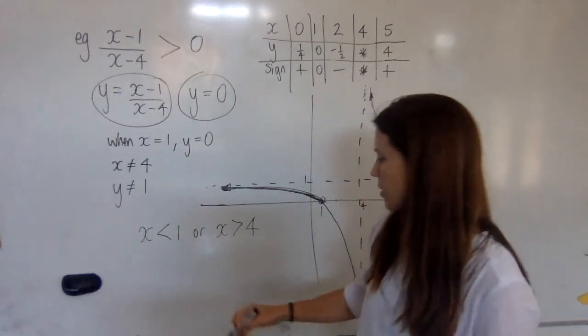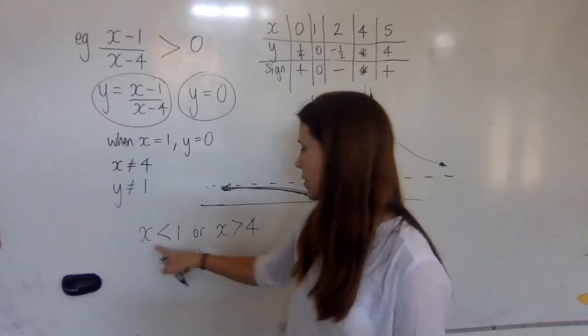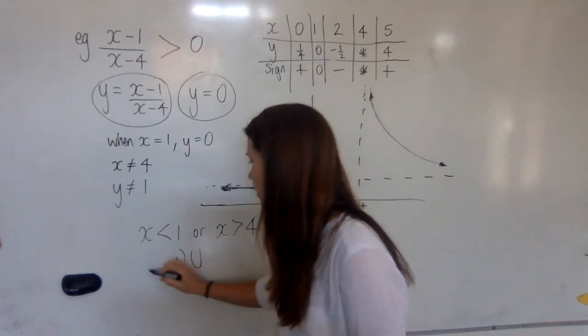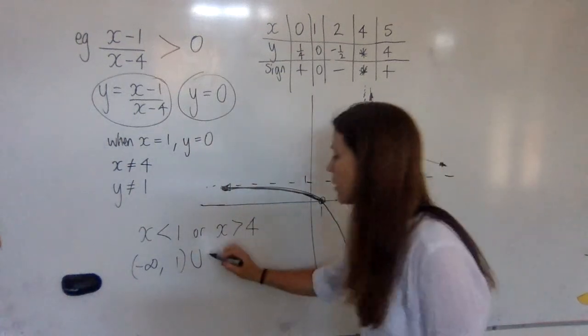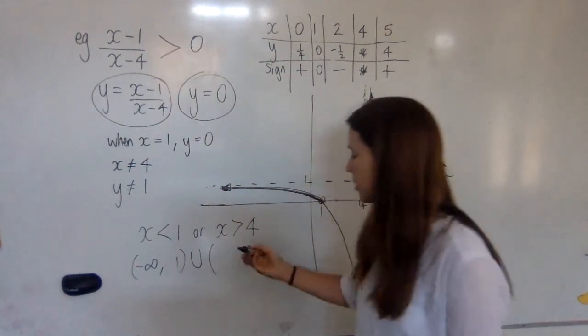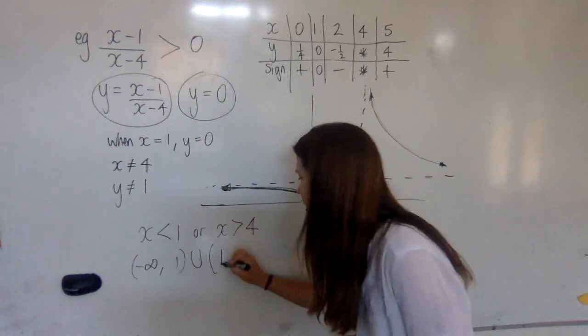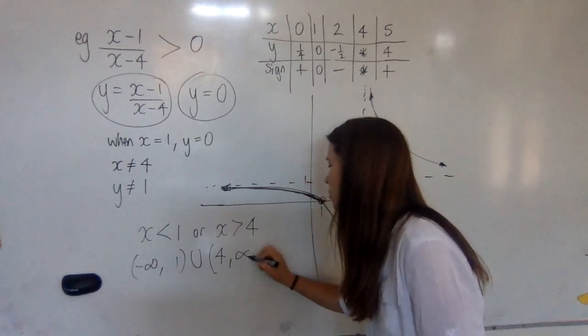And I can write that as a union of two sets. If x is less than 1, but not including 1, I've got brackets with negative infinity, comma 1. And here again, sorry, not curly, but round brackets, from 4 stretching all the way to infinity.